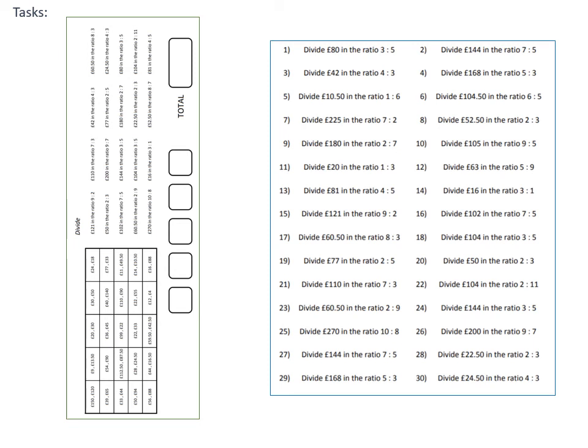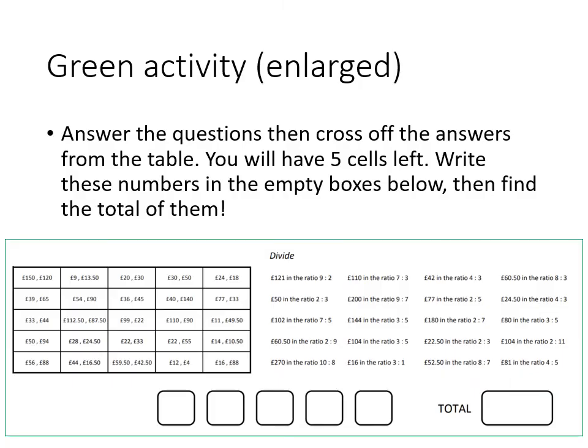Now you might not actually need to do all of these. As soon as you do a few of them and get really confident with them, you might actually want to move on to the purple activity. So if you do want the green activity, which is the easier one today, here's an enlarged version of it. So we're going to answer the questions and cross off the answers from the table. You're then going to have 5 squares remaining at the end. Write the numbers in the empty boxes below and then find the total.